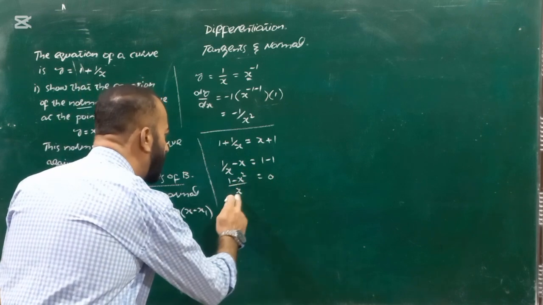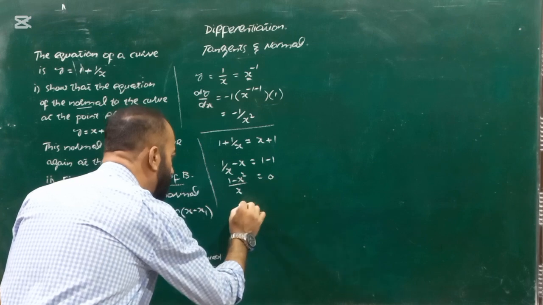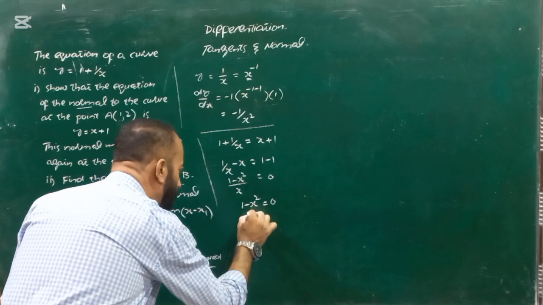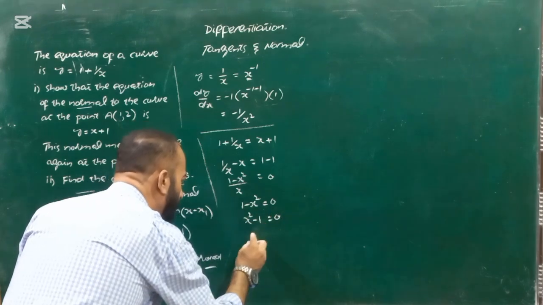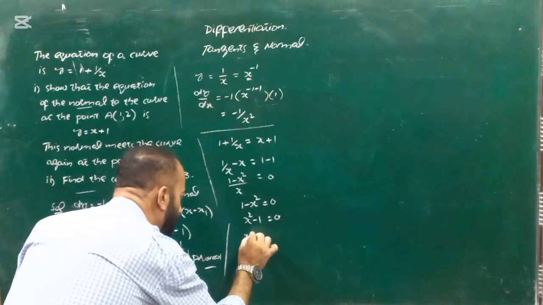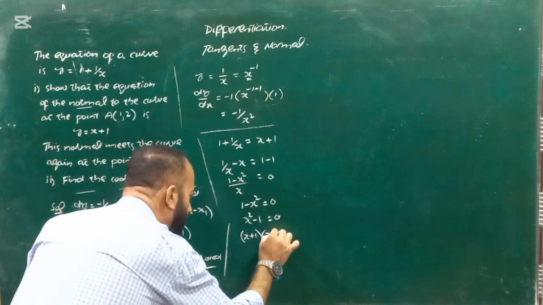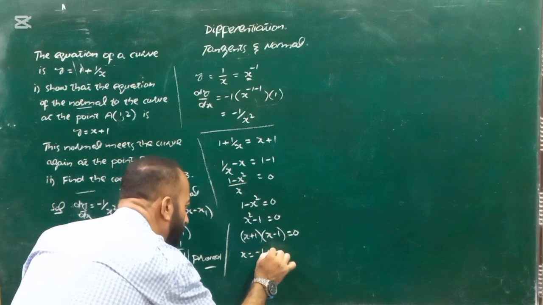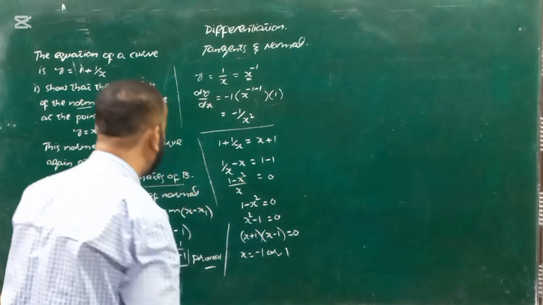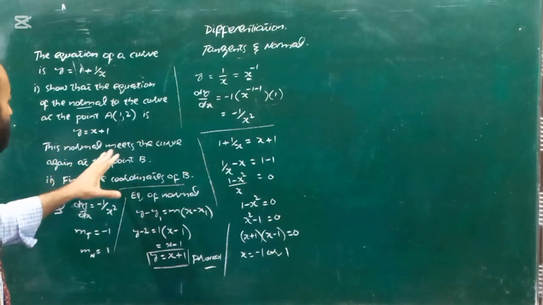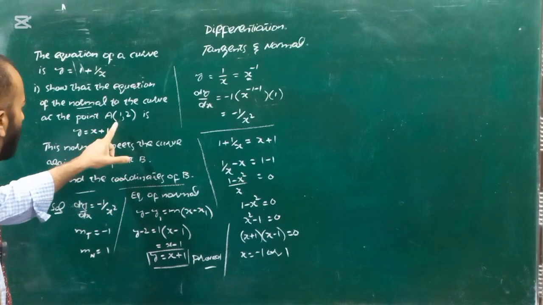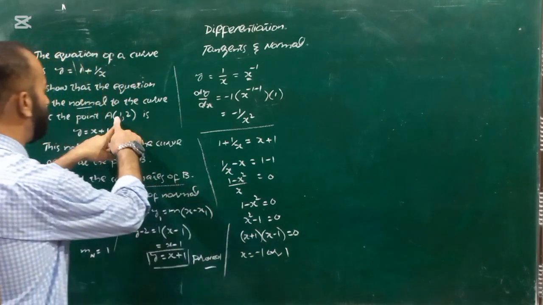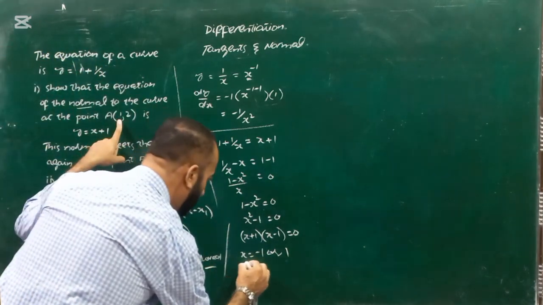Okay, this x will go to the left side, so it will become 1 minus x square equal to 0. From here we can see x square minus 1 will be equal to 0. So (x plus 1)(x minus 1) will be equal to 0. From here x will be equal to minus 1 or plus 1. Because the normal is meeting again, one point is here and the other point is the requirement. So we will ignore this point because this is the point which is given. So we will take minus 1.